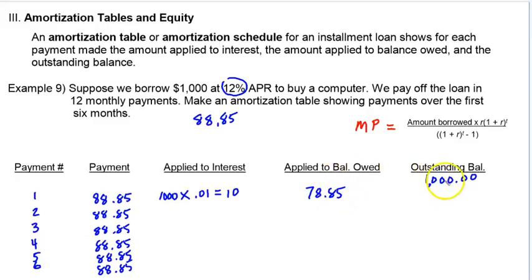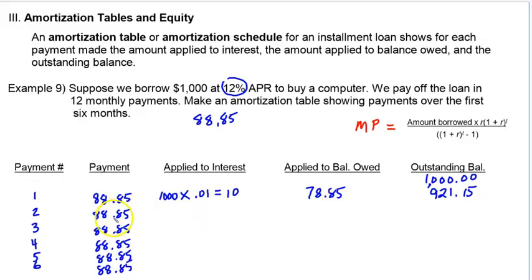And then the outstanding balance that remains will be the 1,000 that we started with, and then subtract off the $78.85. So we're only reducing the original principal by the amount that's applied to the balance. So that doesn't include the interest amount.